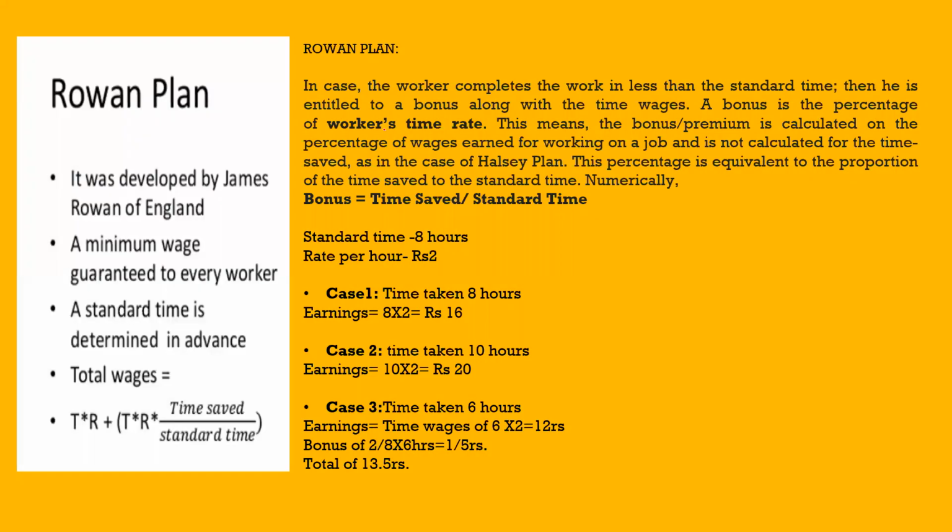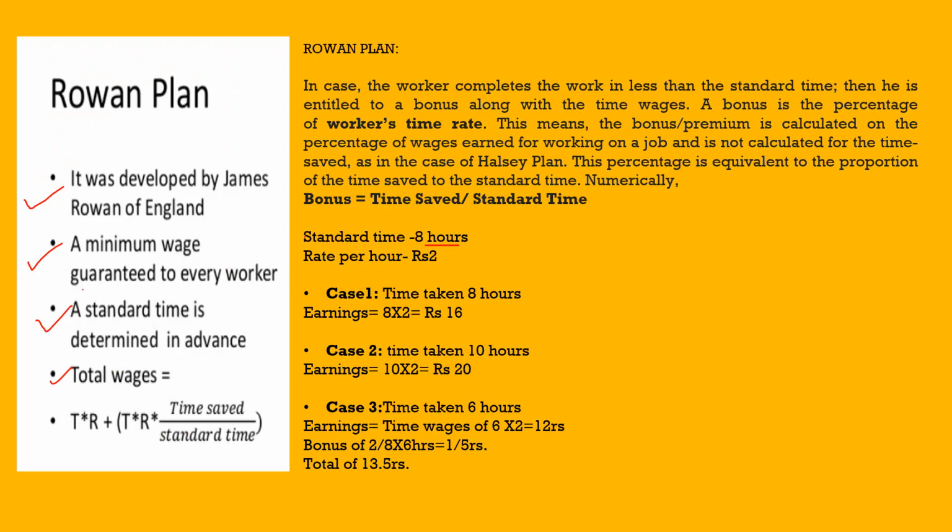Let's understand the Rowan plan. The Rowan plan was developed by James Rowan of England, with a minimum wage guaranteed to every worker. Here also a minimum wage is guaranteed to every worker. A standard time is determined in advance. Obviously, a standard time of 8 hours here is determined in advance. Total wages is equal to time into rate plus time into rate into time saved divided by standard time. This is what the Rowan plan formula is.